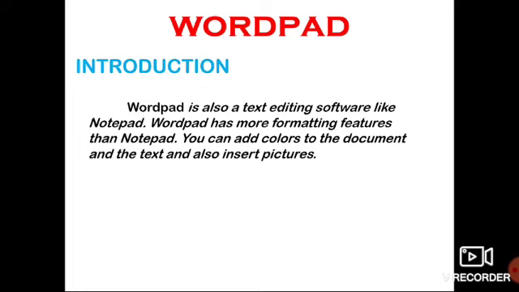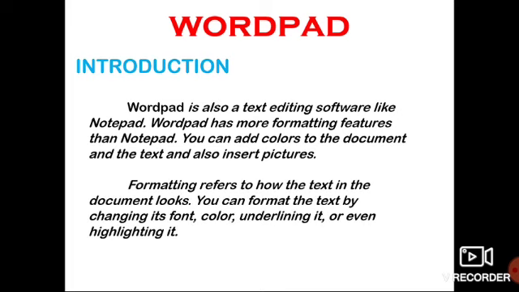So WordPad is a text editing software as compared to Notepad. It has more formatting options when compared to Notepad. You can add colors to the document and the text, and you can also insert pictures. So the question arises, what is formatting? Formatting refers to how the text in the document actually looks. You can format the text by changing its font, color, underlining it, or even by highlighting it.